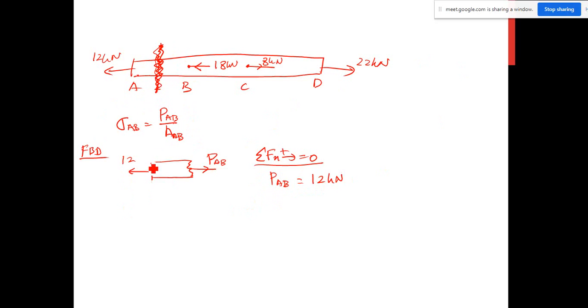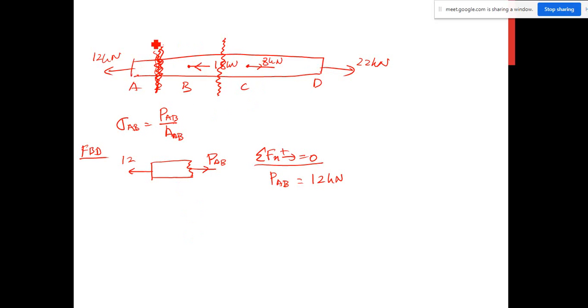Now in order to calculate sigma BC, you need the value of PBC. So what you have to do is do the sectioning at portion BC. Please draw the free body diagram of the structure, either the left part or the right part.